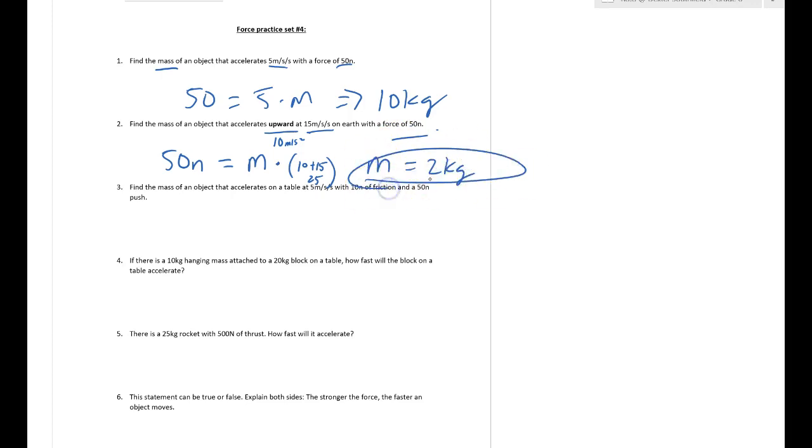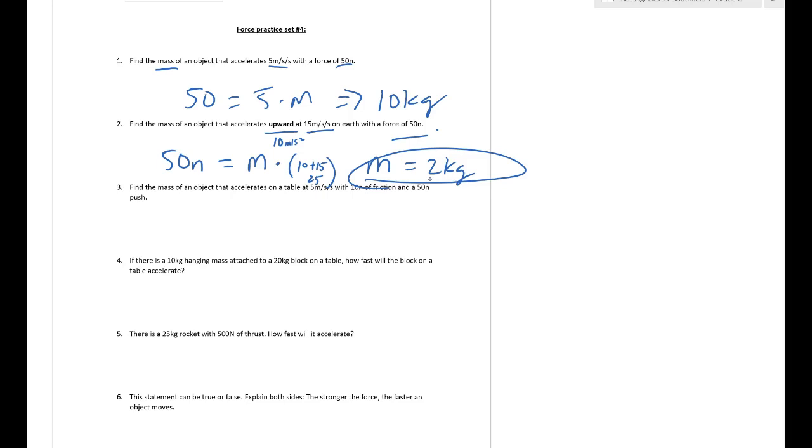So to explain this one a little bit more, that force of 50 newtons is used to throw the object up, which means I not only have to balance its weight, but I have to also move the object. So I need to account for the rate of acceleration due to gravity in addition to the goal of accelerating it at 15 meters per second squared.